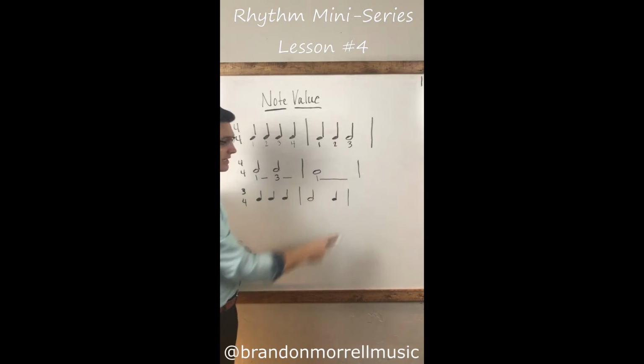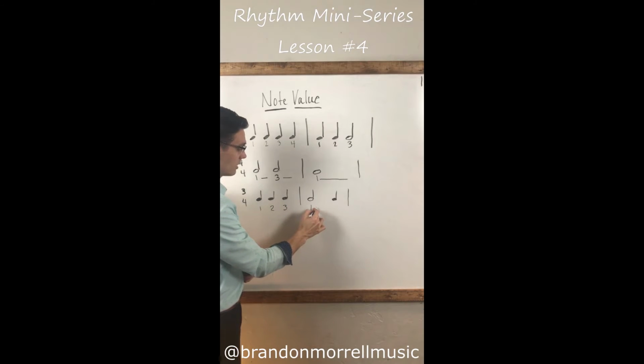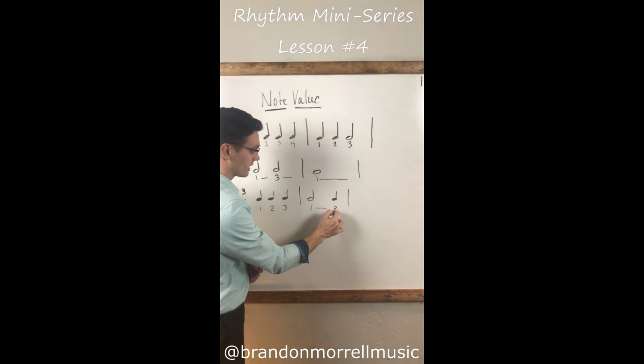All right. Now let's look at the final one here. You'll notice that I put this one in 3/4 time. So there's only 3 beats per measure instead of 4 like the first 2 examples. I'm going to go ahead and count this one out. It's 1, 2, 3, and then 1, 3.